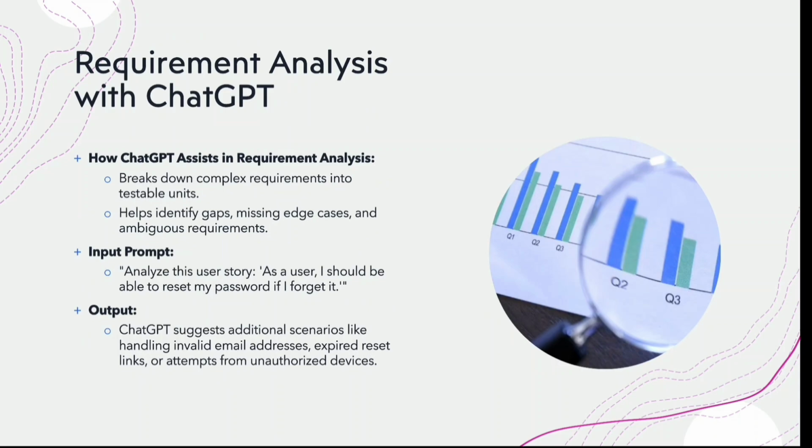Another thing is requirement analysis. Through ChatGPT, you can break down a complex requirement into testable units, and segregate it properly into features and proper test case user stories with the help of ChatGPT. You can also identify gaps, missing critical cases, or ambiguous requirements. All those things you can get with the help of ChatGPT.